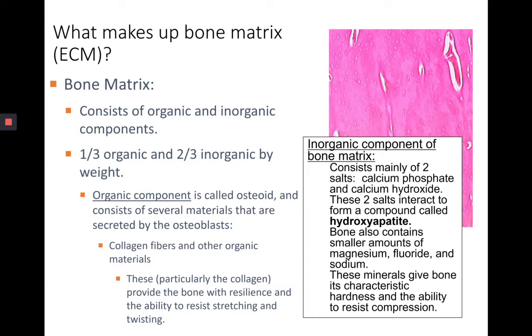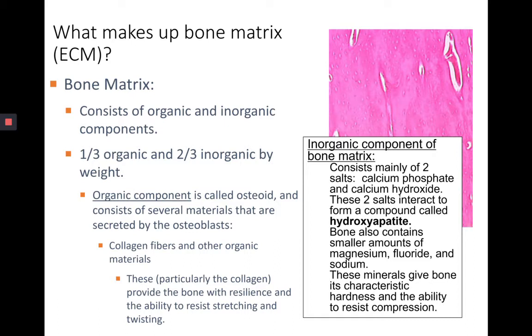So now that we've looked at the cells, let's talk about the bone matrix. Let's talk about the extracellular matrix, which is a major component of all connective tissues. The bone matrix itself is part organic and part inorganic. It's going to be more inorganic than it is organic, and the organic component is what we call osteoid, and that's laid down by osteoblasts. So osteoid is the organic component secreted by osteoblasts. That's things like collagen fibers and plenty of other organic materials.